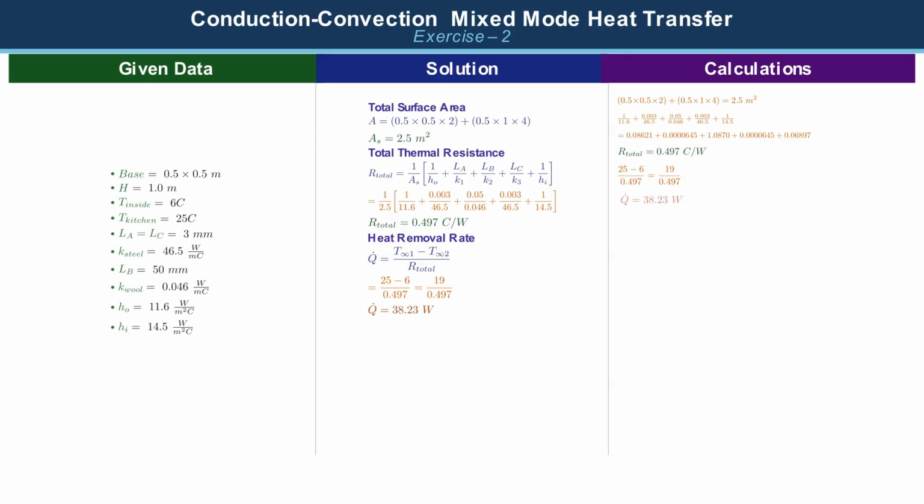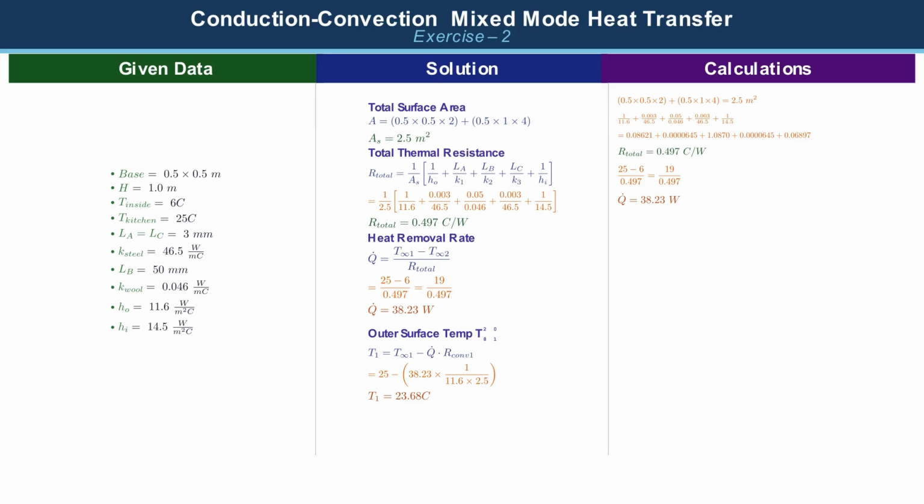Finally, we find T1, the temperature on the outer metal surface of the refrigerator wall facing the kitchen air. As heat flows from the kitchen air at 25 degrees Celsius through the outer convection resistance, the temperature drops before it even reaches the metal surface. The formula is T1 equals T infinity 1 minus Q dot times R convection outer, where R convection outer equals 1 over HO times AS. So, T1 equals 25 minus 38.23 times 1 over 11.6 times 2.5.